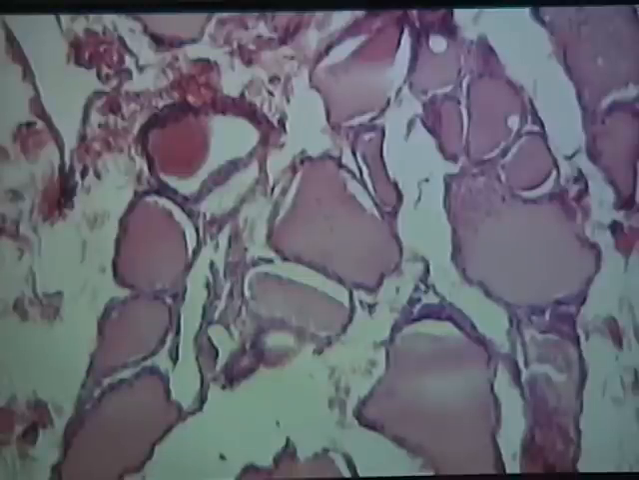This slide is taken from the thyroid gland. This is low magnification of the thyroid gland. And what we're looking at are follicles in the thyroid gland. So this is a follicle, this is another follicle, another follicle, another follicle, and so on. The walls of these follicles are made of simple cuboidal epithelial tissue. In other words, this area here is made of simple cuboidal epithelial tissue.